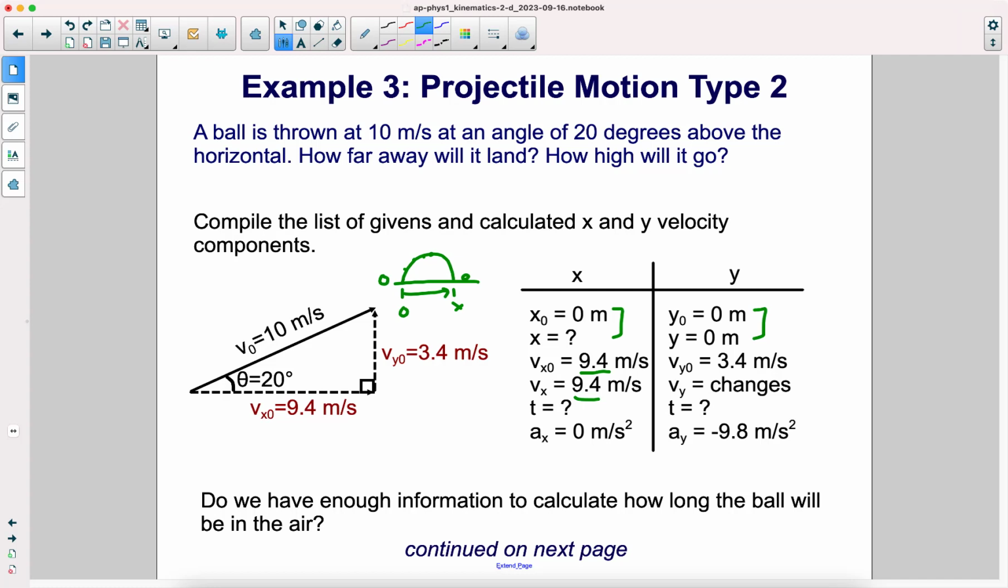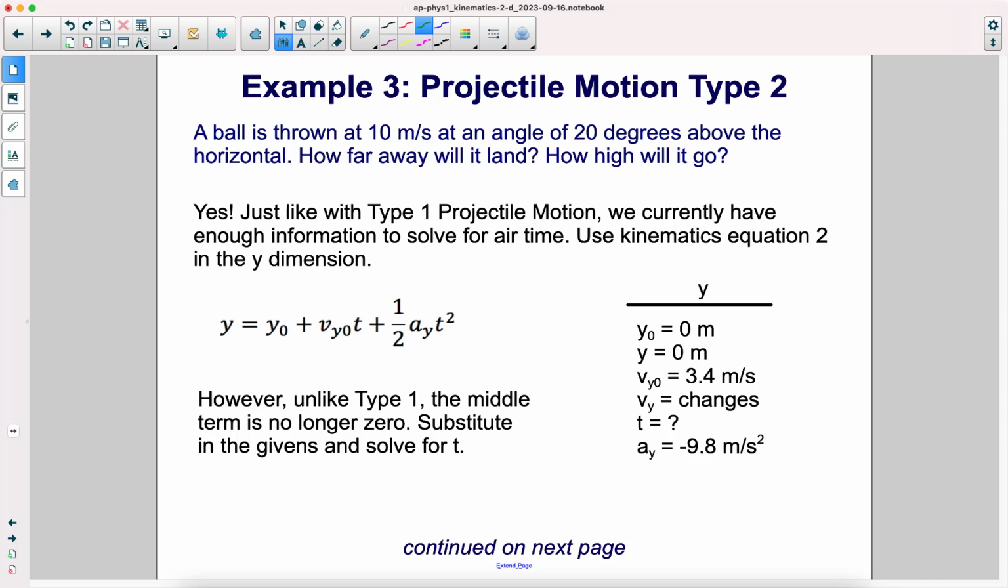Do we currently have enough information to calculate how long the ball will be in the air? Yes. Just like with type 1 projectile motion, we currently have enough information to solve for air time. Use kinematics equation 2 in the y dimension. However, unlike type 1, the middle term is no longer 0. Substitute in the givens and solve for t.